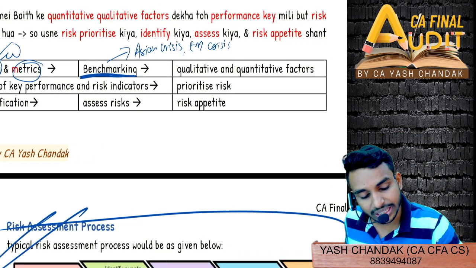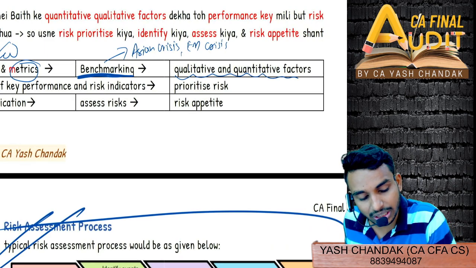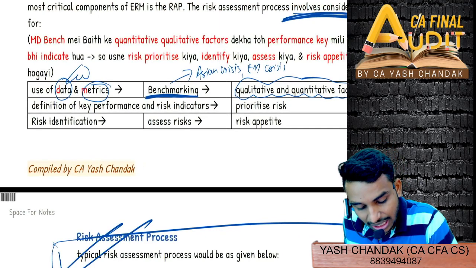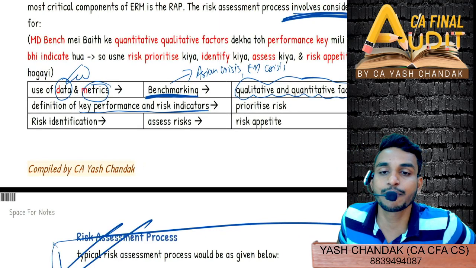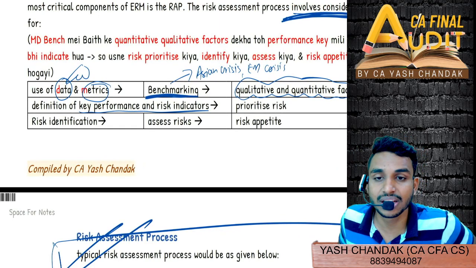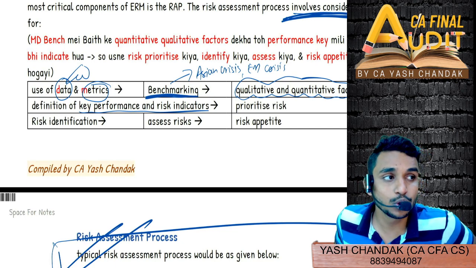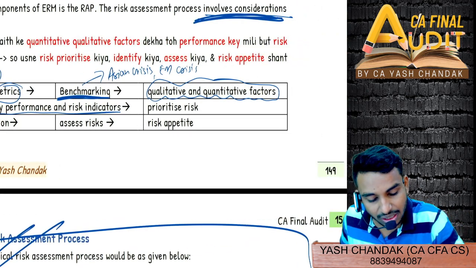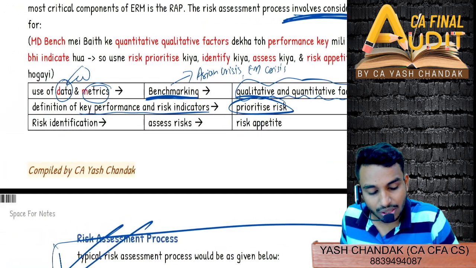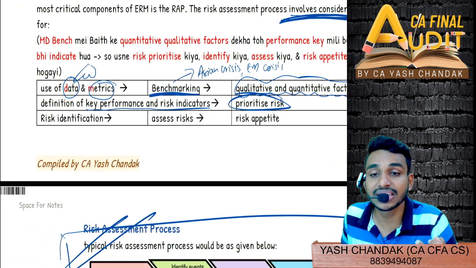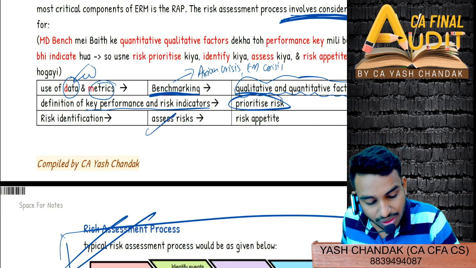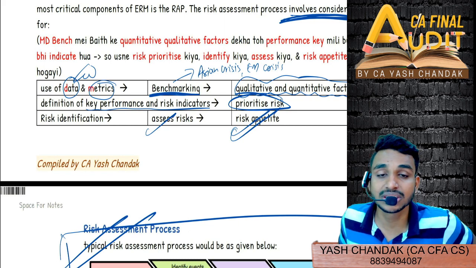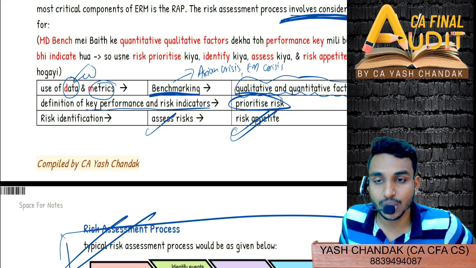Similarly, there could be so many qualitative and quantitative factors that also need to be considered. Then the definition of KPIs and RIs, key performance indicators and risk indicators. Where do you think the risk lies? Where do you think I can relate it to better performance? Then you have to prioritize the risk. Consider the risk foremost to identify it, and then accordingly assess the risk, and your risk appetite will ultimately have to be considered. How much risk can you take?